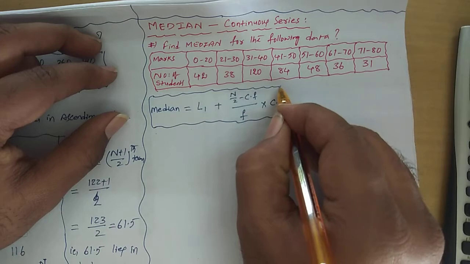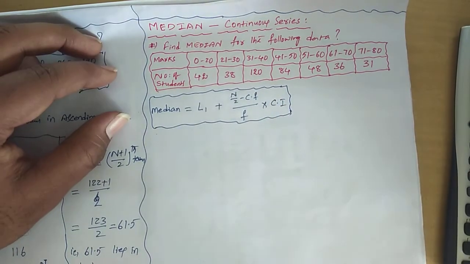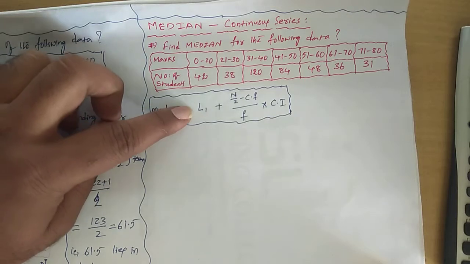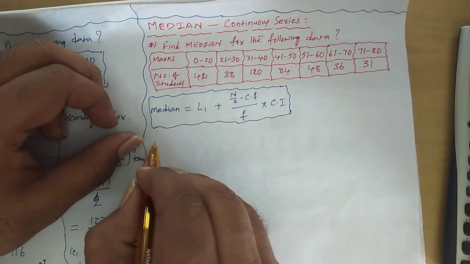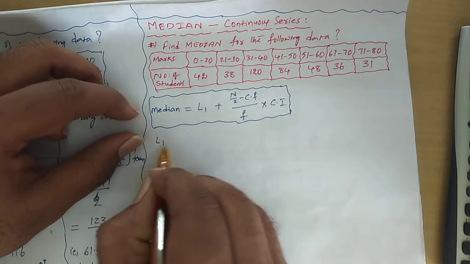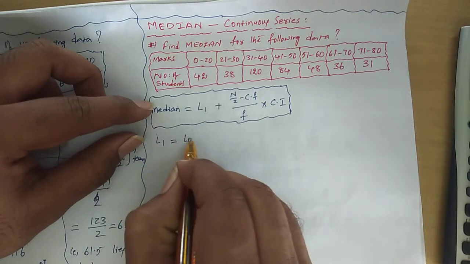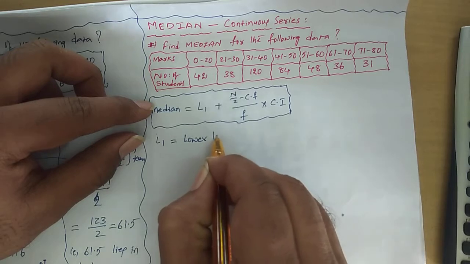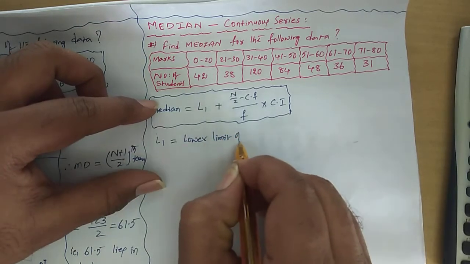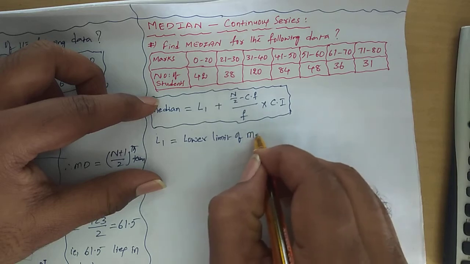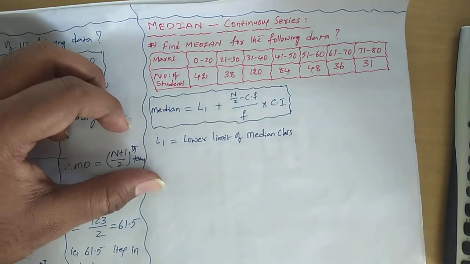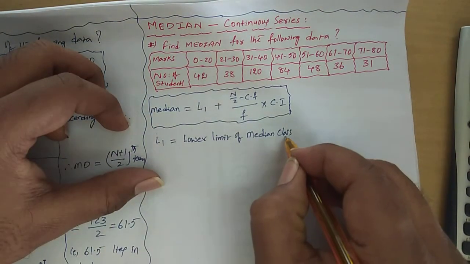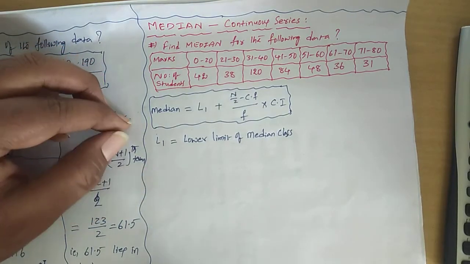Here we will understand what each term explains. Now the first thing, L1. What is L1? L1 is nothing but the lower limit of the median class. I am going to write all the terms. So L1 is nothing but the lower limit of median class. You are going to understand what median class is while doing the problem.